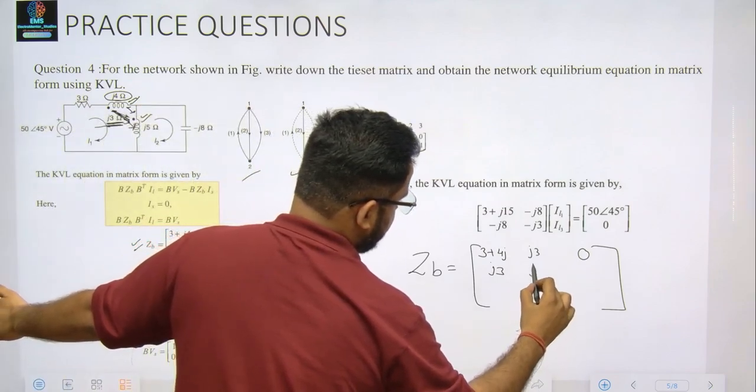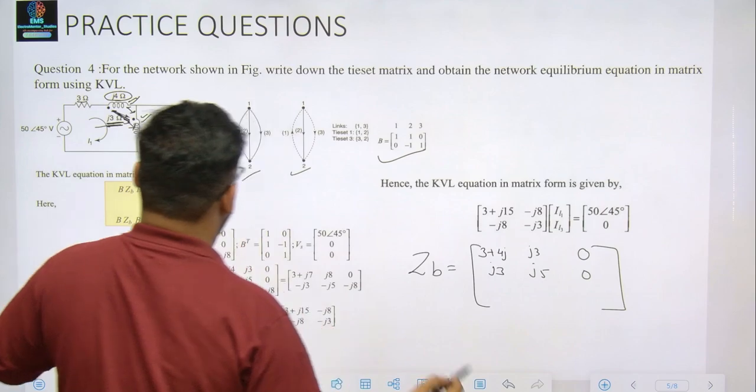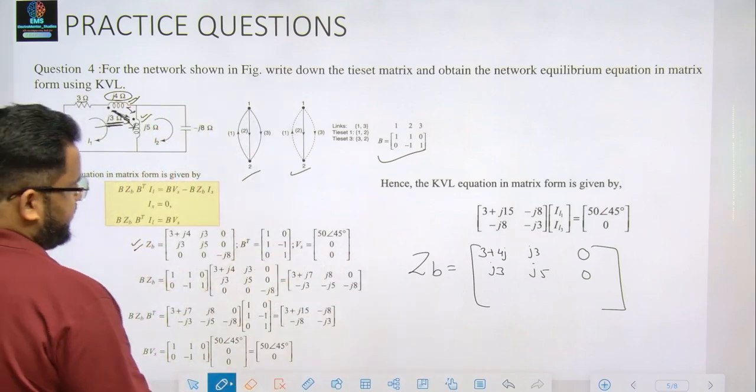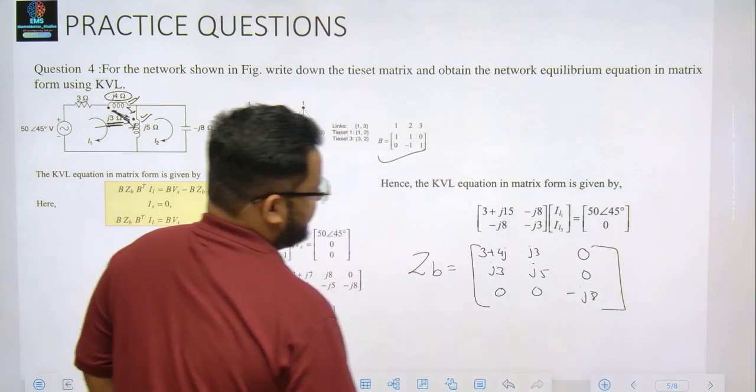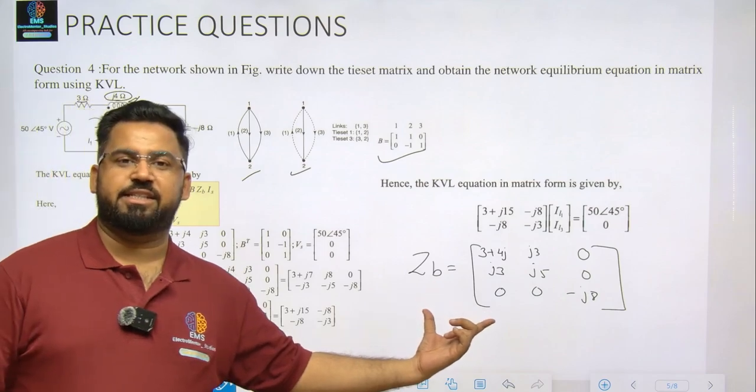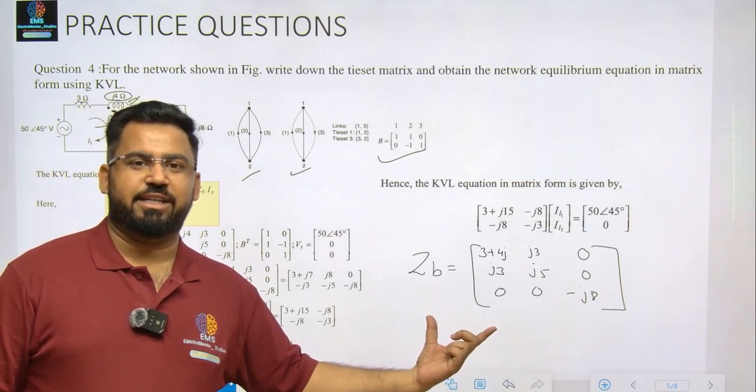The impedance of this branch, j5, rest is 0. There is no such problem with this branch. So 0, 0 minus j8. So this is how I get ZB.